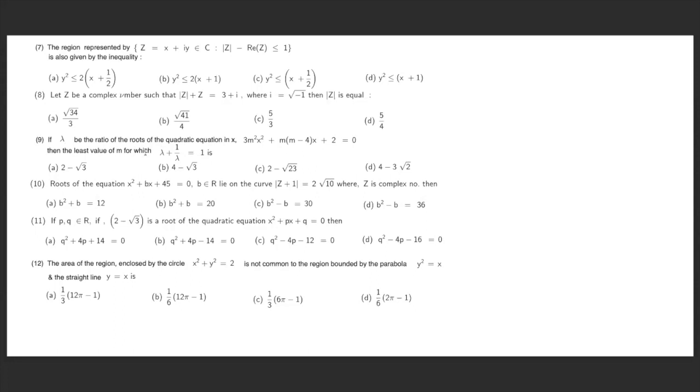Now let us look at the next problem. We are given a lambda, which is the ratio of the roots of the quadratic equation given here. So what will be the least value? Let us find the solution for this.